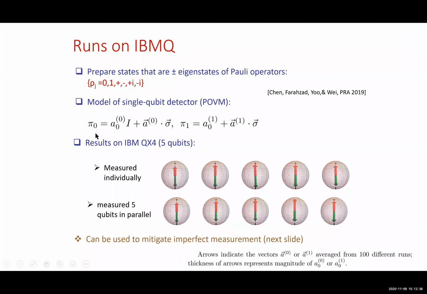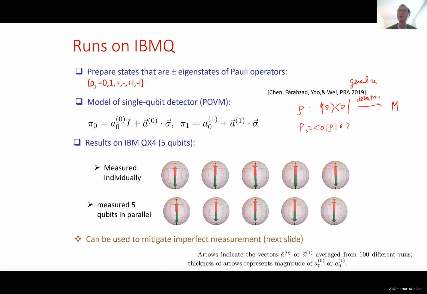Remember the probability. If, let's say, you have a projector P0 and a state rho, the probability of getting 0 is trace P0 rho. But we generalize the detector, the detection, to some operator M_L. So this P_L would be trace rho M_L.